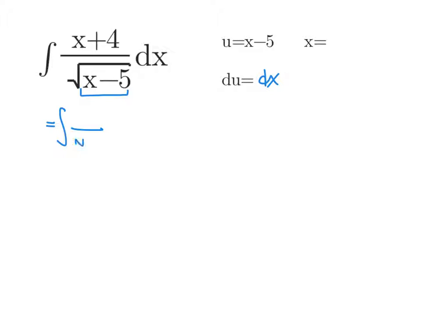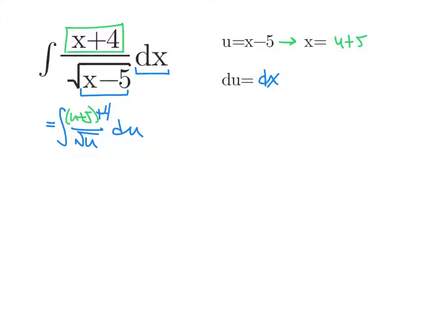So I'll have the square root of u, since u is my x - 5. dx I can substitute with du, and I see that what I'm left with is this x + 4. I don't have an expression for x + 4. However, because u is equal to x - 5, x would be equal to u + 5. So my numerator, I can substitute u + 5 for that x, and I'll still have to add 4 after that.